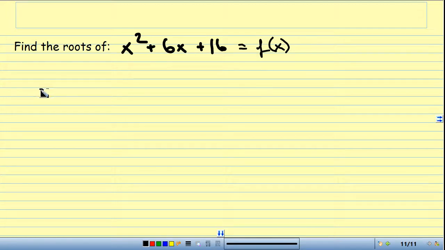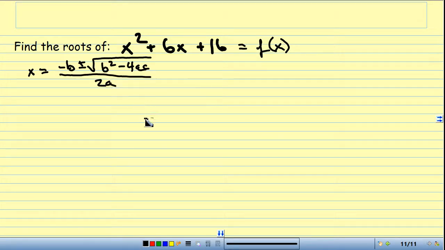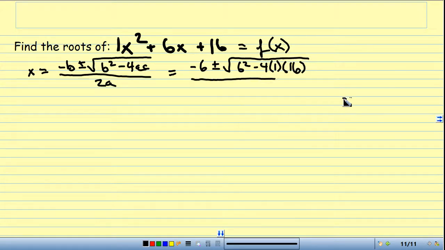So you have x equals negative b plus or minus square root of b squared minus 4ac all over 2a. And a is 1, b is 6, c is 16. So I got negative 6 plus or minus square root of 6 squared minus 4 times 1 times 16, and that's all over 2 times 1.